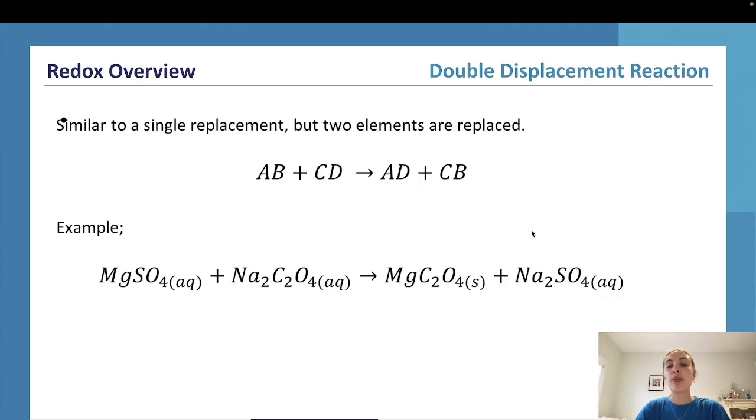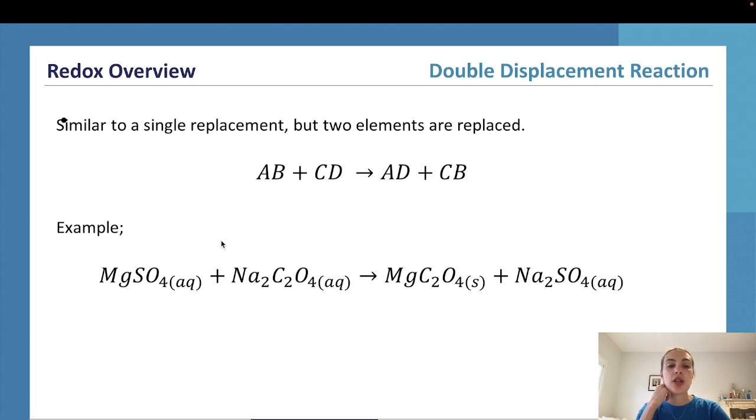So now we need to look at what our products are to determine how these are changing. If we look at our magnesium bicarbonate here, following our rules, magnesium is going to be a +2 charge. Oxygen is each going to be a -2 charge, so we've got -8, +2 gives us -6. Each carbon here is going to be +3 because we've got 2 of them.